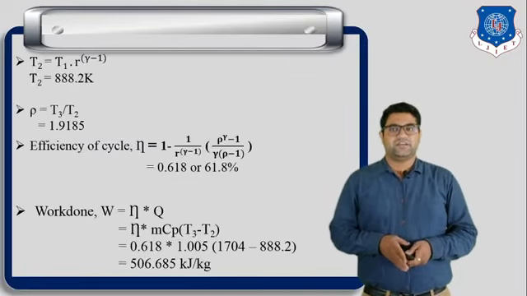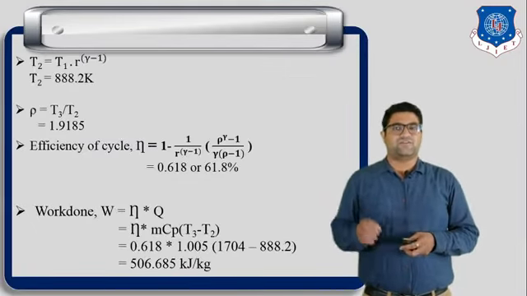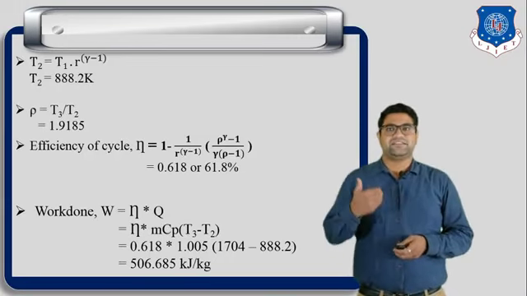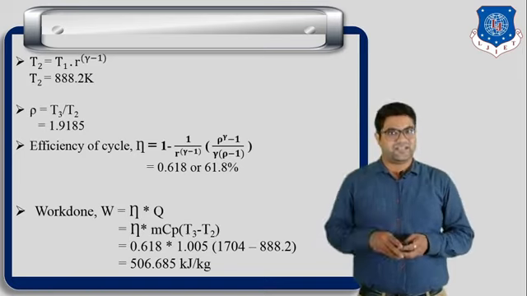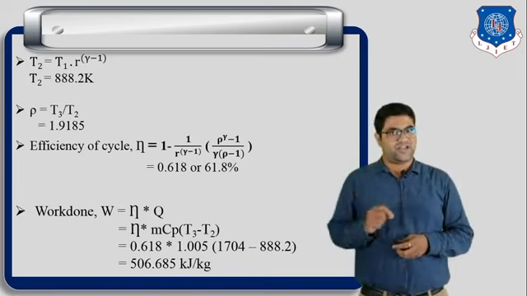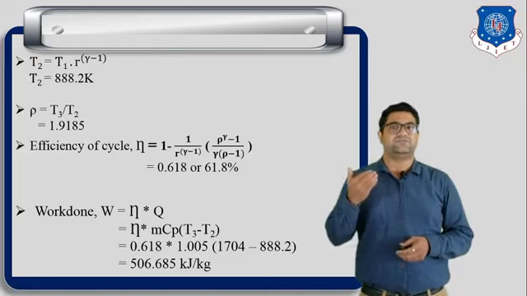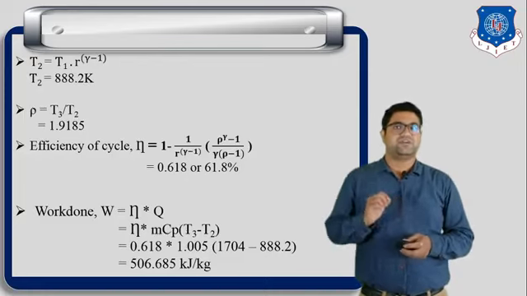Okay, so here we can first of all find the value of T2. We know that T2 by T1 is equal to r raised to gamma minus 1. Okay, and the value of small r, that is 16, is already given. So we can find here T2 is equal to 888.2 Kelvin.